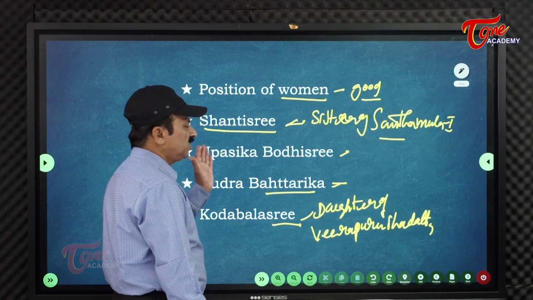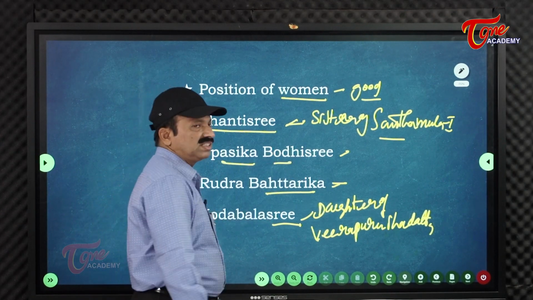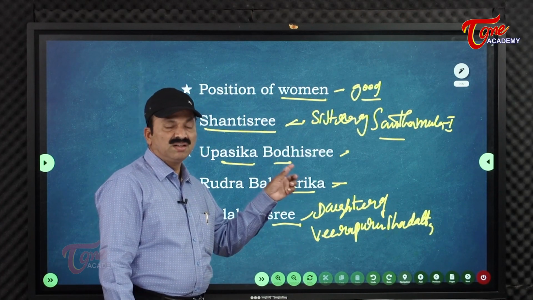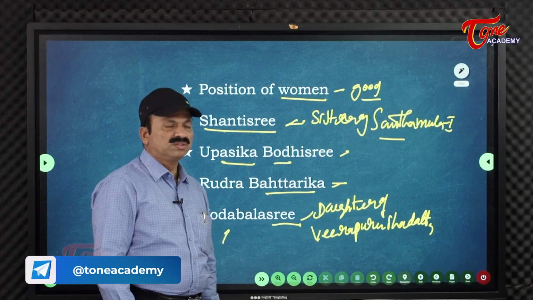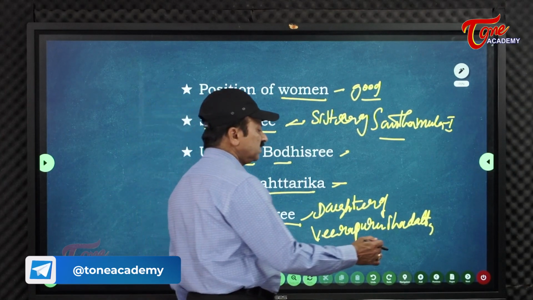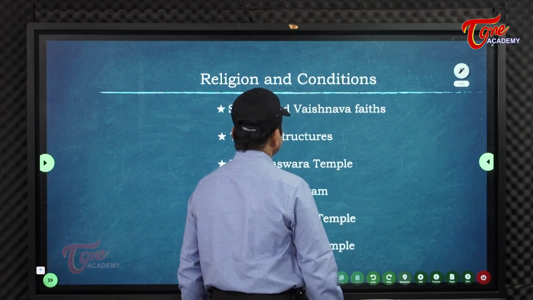Then Upasika Bodhisri, already we know. She was the daughter-in-law of Bodhi Sharma. Who was Bodhi Sharma? Bodhi Sharma worked in the court of Veera Purusha Datta. So all these important points you have to remember.